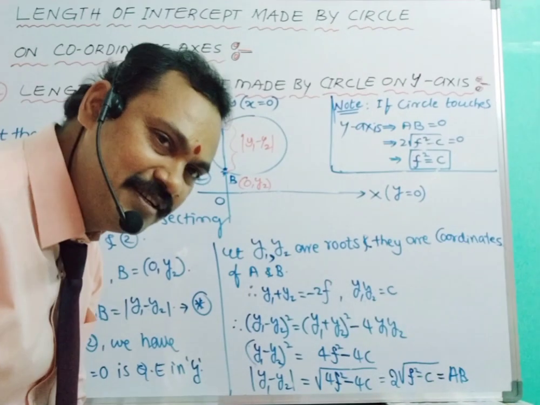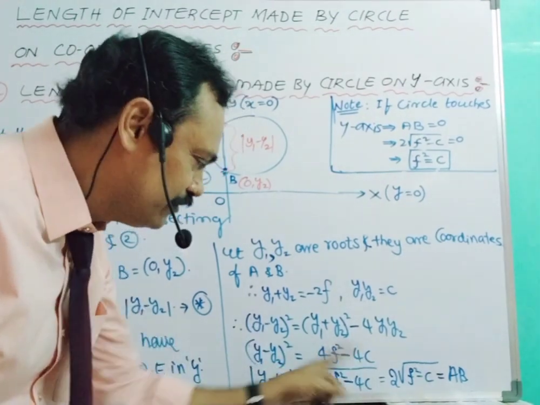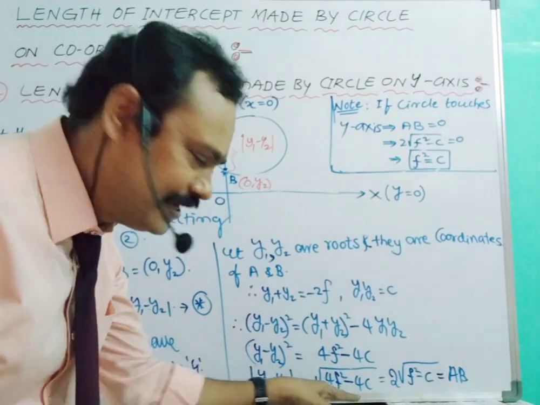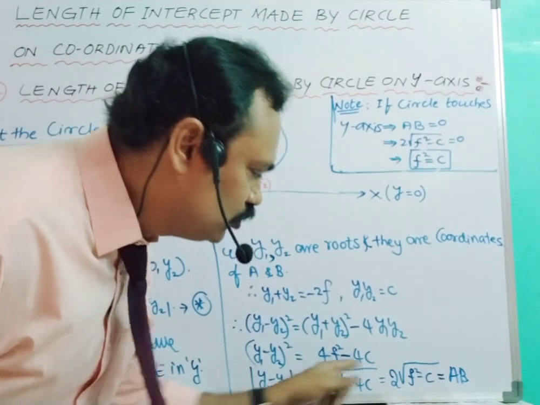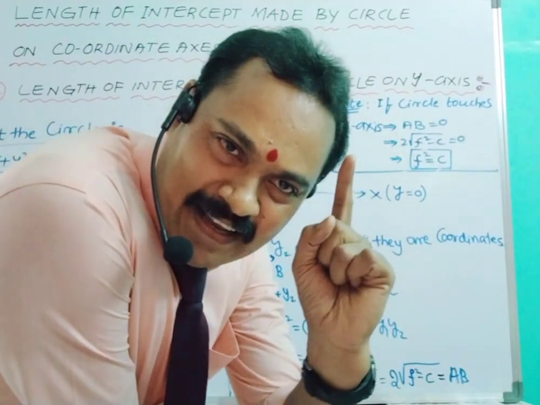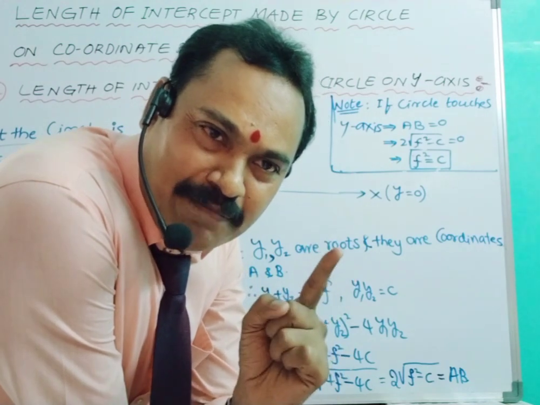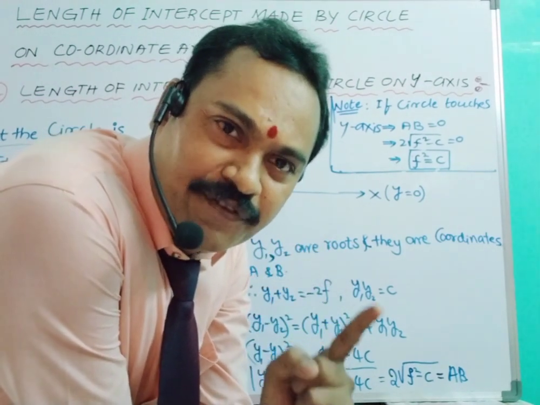What do you want? y1 minus y2 now. So square becomes under root over 4f square minus 4c. By taking 4 outside, it will become 2 root over f square minus c. Clear? The length of the intercept made by the circle on the y-axis is 2 root over f square minus c.